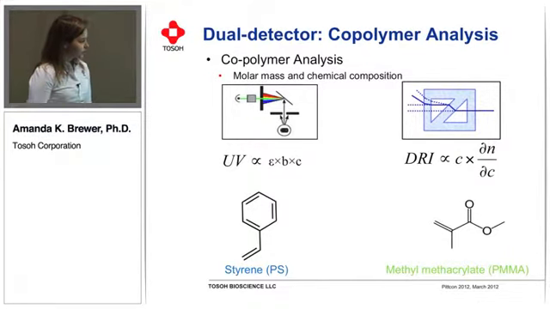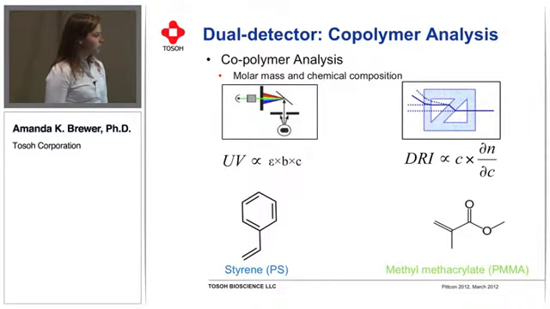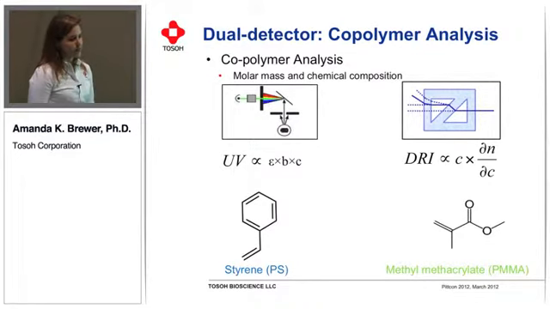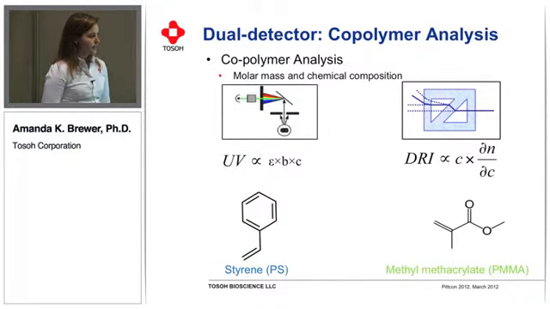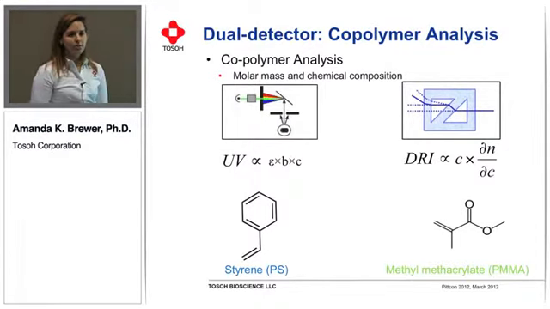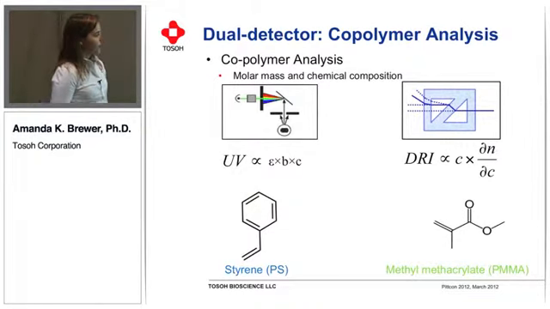we have the UV detector, and we know the UV detector signal is proportional to the molar absorptivity, the path length, and the concentration. We have our refractive index detector, and we know its signal is proportional to the concentration times the dn/dc. And I don't know how many people dn/dc is a new term for. Basically you can think of the dn/dc as the RI equivalent to the molar absorptivity. So it's a factor that you determined previously, and it acts the same way as the molar absorptivity term, but for the RI detector.